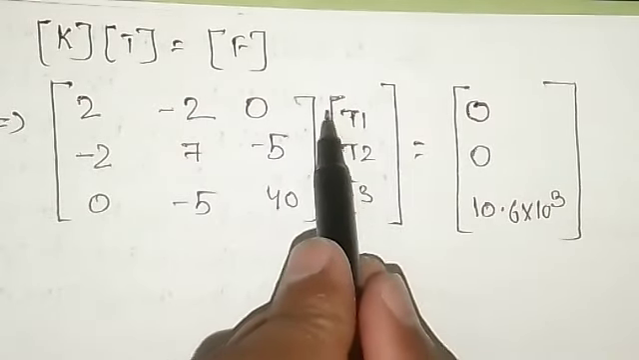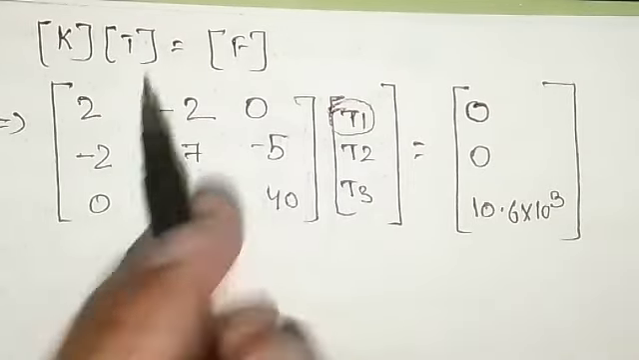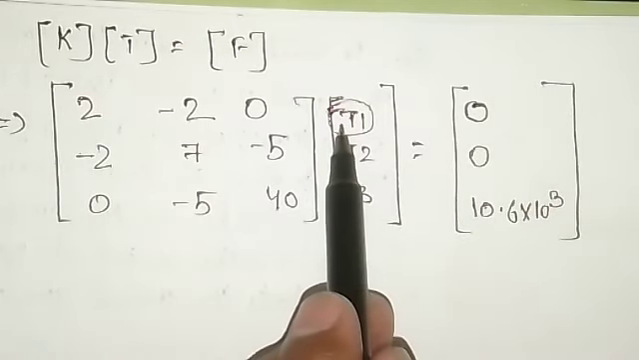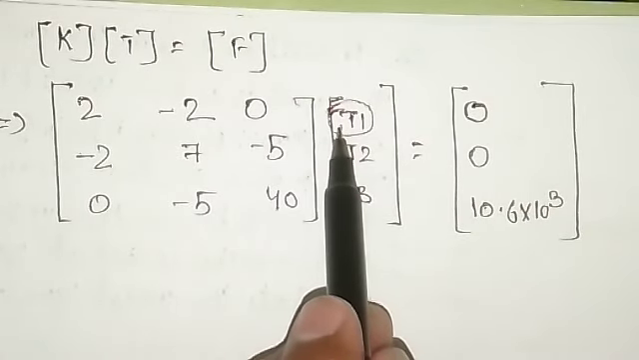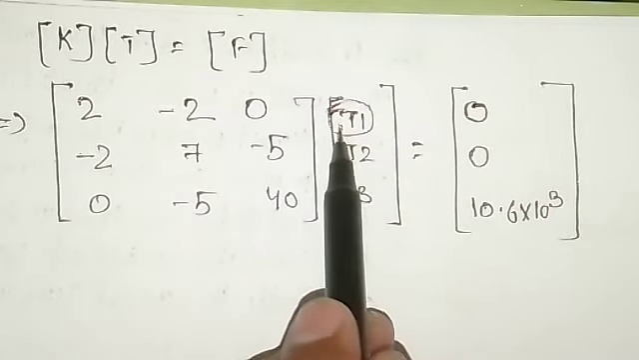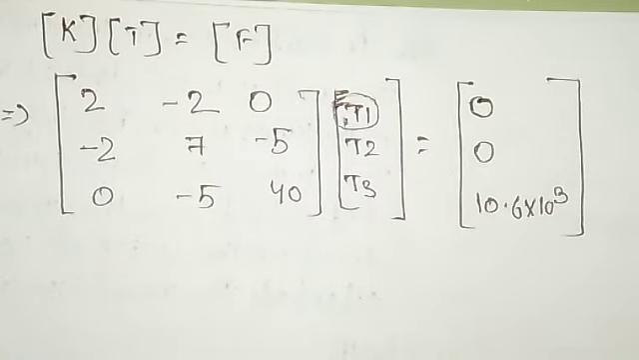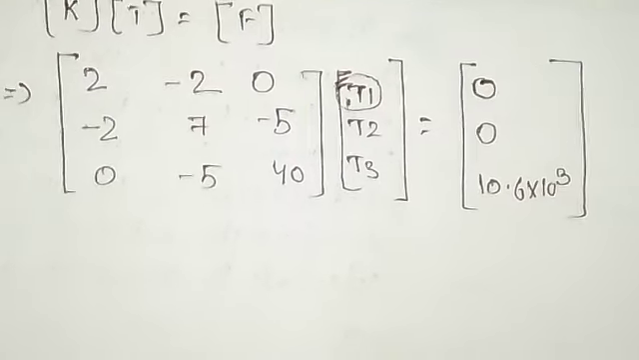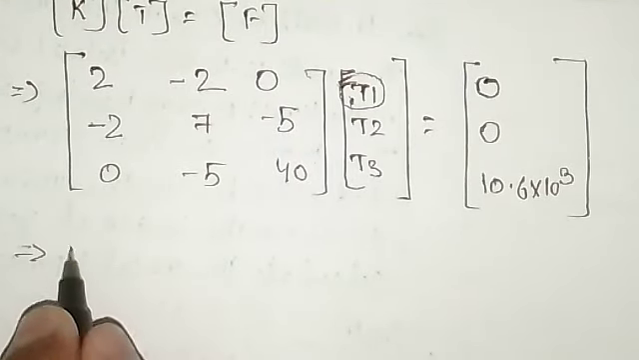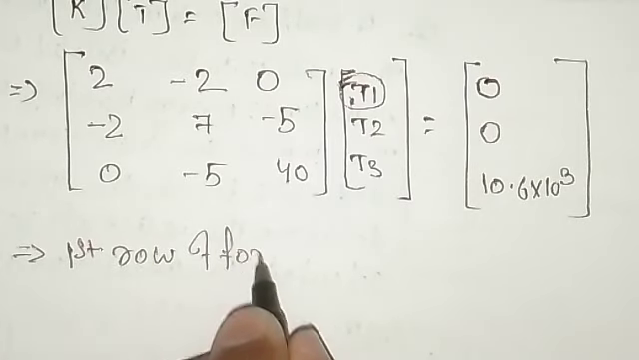So this temperature is known, that T1 is known, right? So this equation will be modified. How will it be modified? Whatever the node where the known temperature is given, at that location the force will be the value of the temperature, right? So we can write here the first row of the force matrix is replaced by the known temperature at node 1, right?